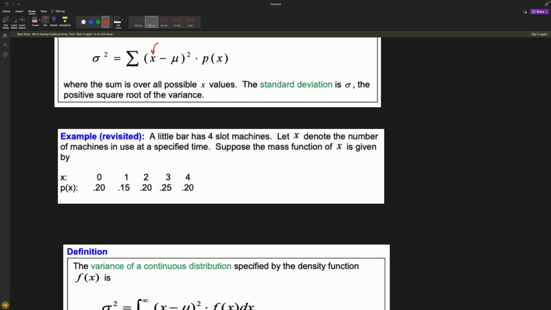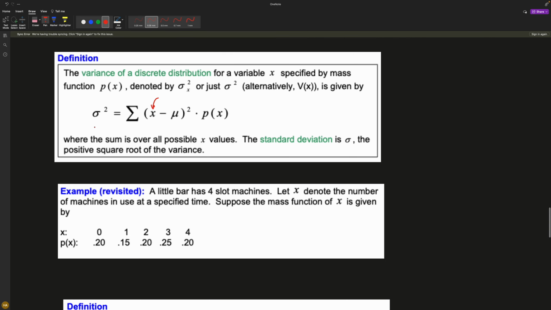Let x denote the number of machines in use at a specified time. Suppose the mass function is given. You don't really need all of this, but obviously we know what we're looking for, which is the standard deviation. In order to get the standard deviation, we need the variance of a discrete distribution, and then we square root that.